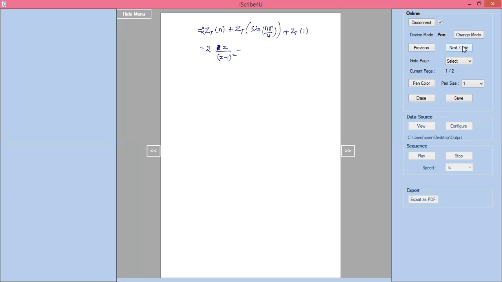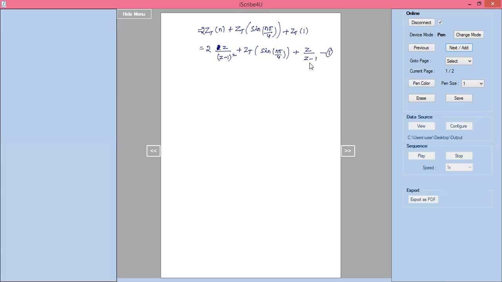Plus Z transform of sine(n pi by 4), I will find it later. Plus Z transform of 1 is z divided by z minus 1. So 2 into Z transform of n is 2z by (z minus 1) whole square, plus this one I will find later, plus Z transform of 1 is z by z minus 1. Now I can evaluate this one. I will consider it as equation 1.